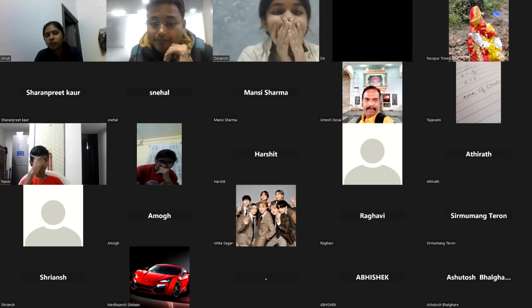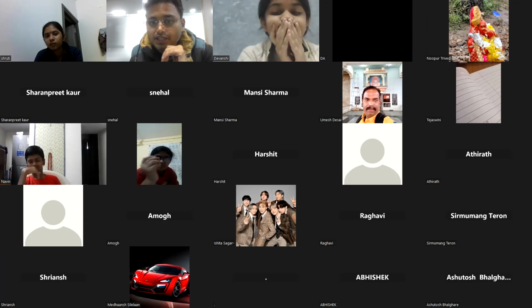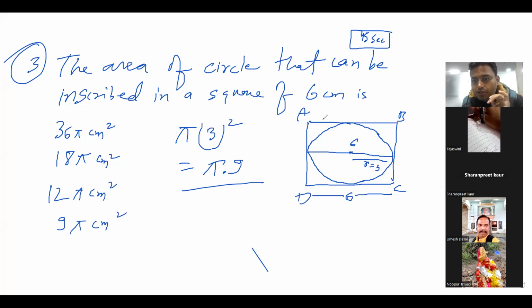हाँ, Lavanya, see. Lavanya, on your camera. See, Lavanya. आपको क्या question था? देखो, square के अंदर circle है ना, right? So the question is asking the area of the circle that can be inscribed in a square. Or the question should be better: the maximum area of the circle that can be inscribed in a square. So that will be a good question.